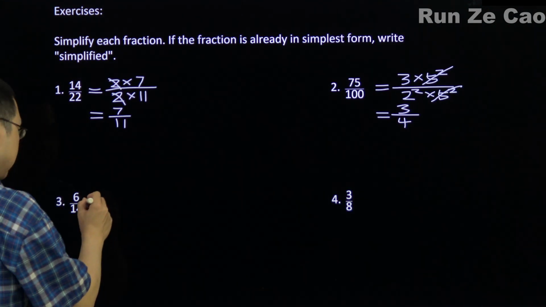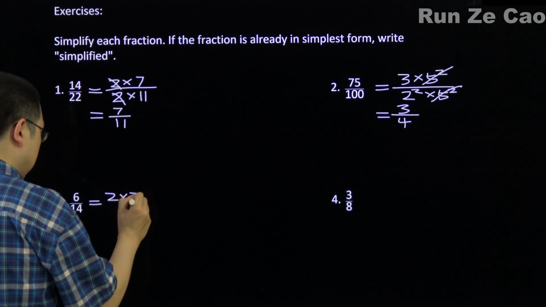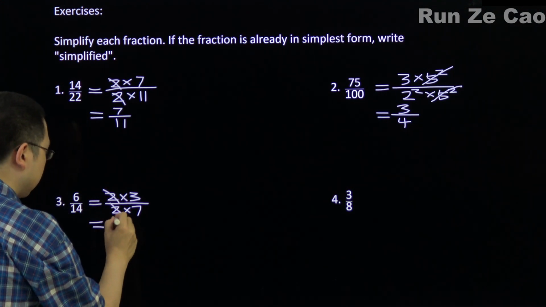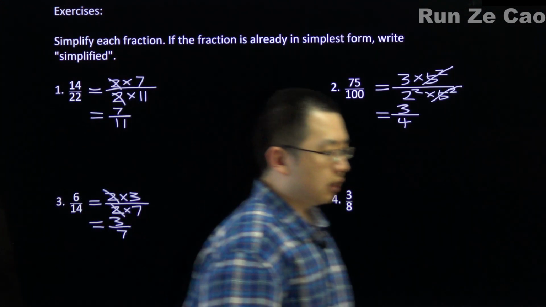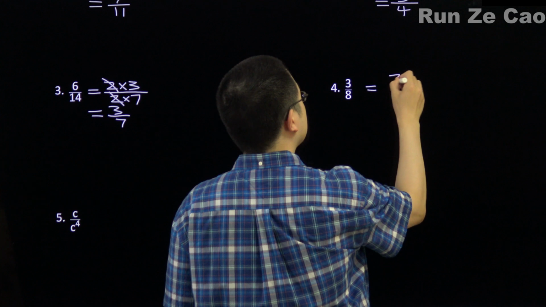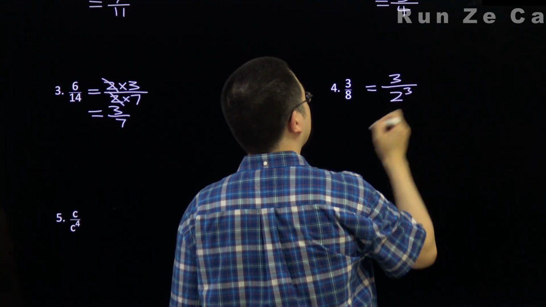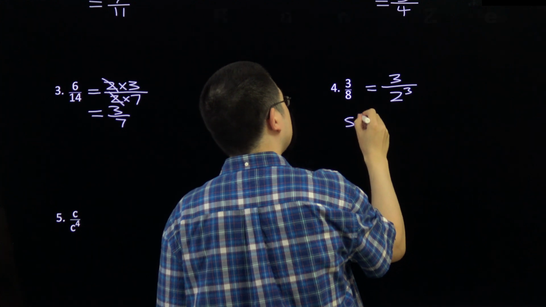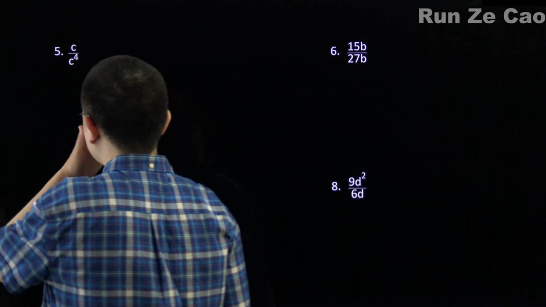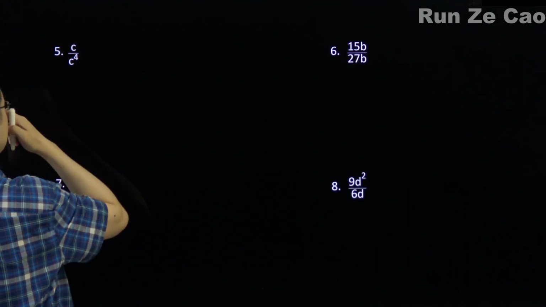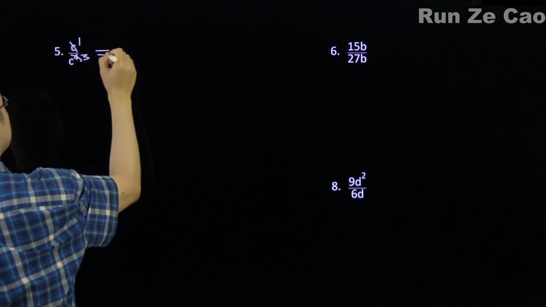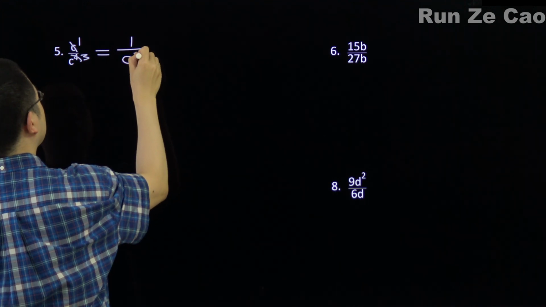Now 6 over 14, 6 is 2 times 3. 14 is 2 times 7. So we can cancel out the 2's, and we end up with 3 over 7. 3 over 8, on the other hand, we have 3 over 2 to the third power. So it's already simplified. C over c to the fourth power. Well, cancel that out to a 1 and cancel the 4 out to a 3. So you get 1 over c to the third power.